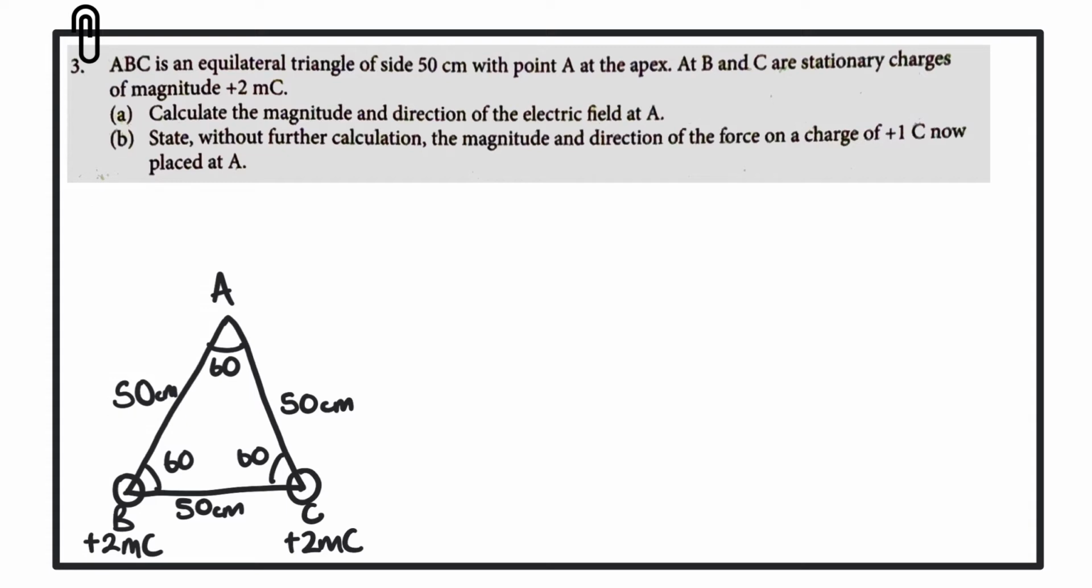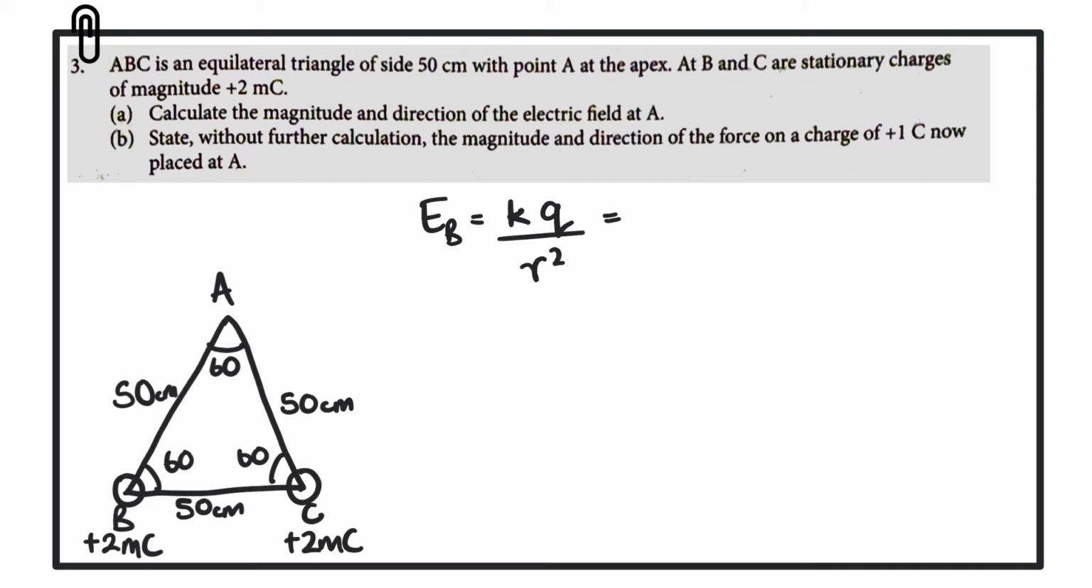So to do this, we're going to need to work out what is the electric field strength due to each of the two charges involved. And then once we know what that is separately, we can then combine them to work out what the resultant electric field strength is. So let's start with the electric field strength because of B. The equation that we're going to use here for the electric field strength because of B is that the electric field strength is equal to K multiplied by Q divided by R squared.